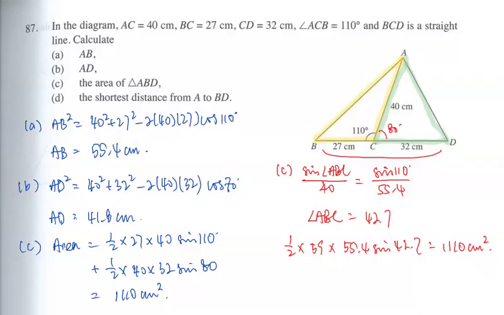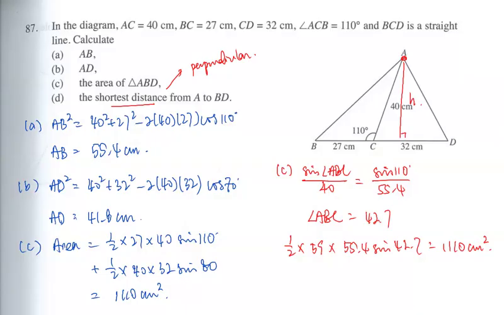Okay. Lastly, the shortest distance from A to BD. I think we've done this last lesson, right? Shortest distance is the... anyone? Shortest distance is also known as the perpendicular distance. So finding the perpendicular distance from A to BD, which is the height of the triangle here. So I label this H.